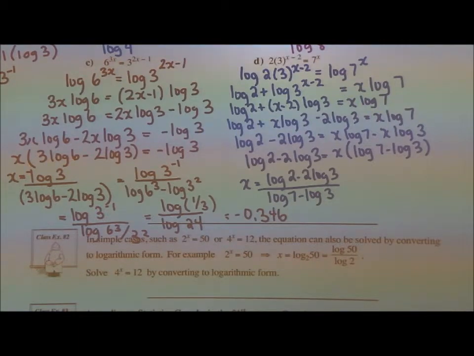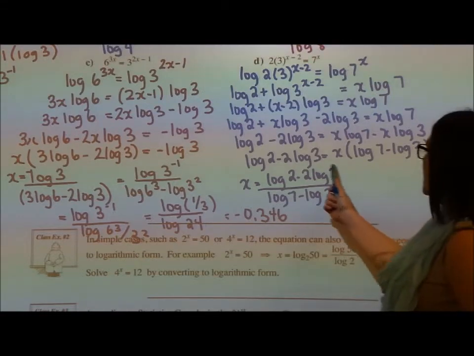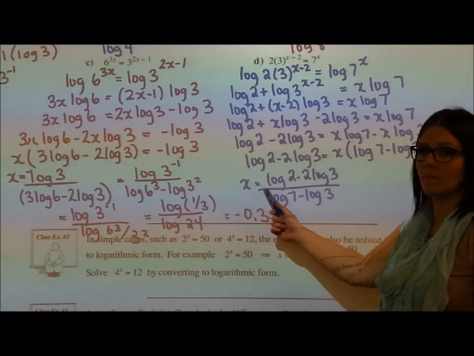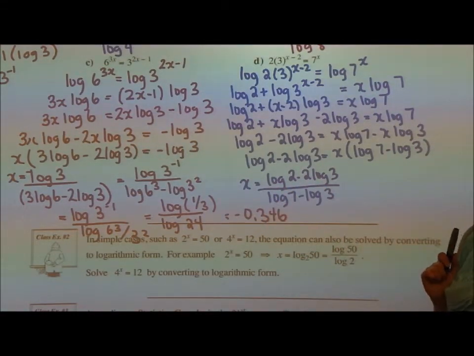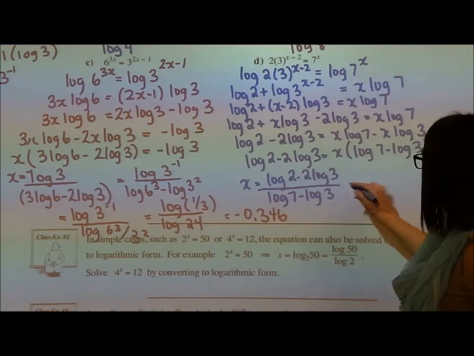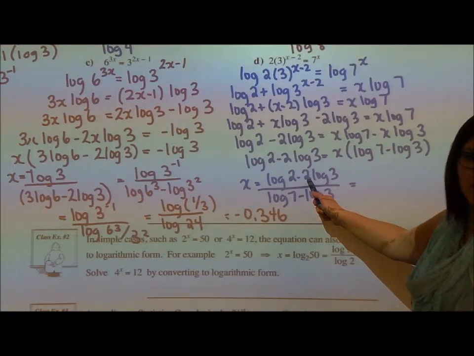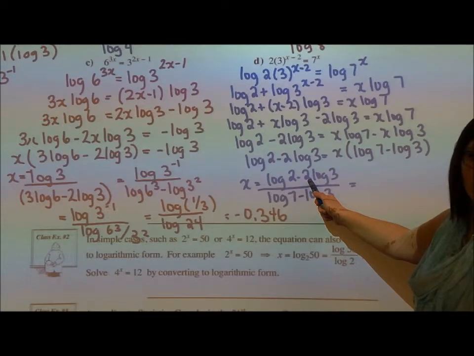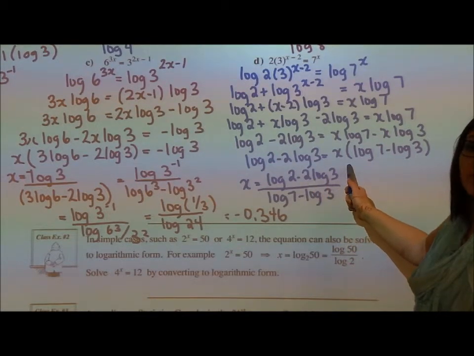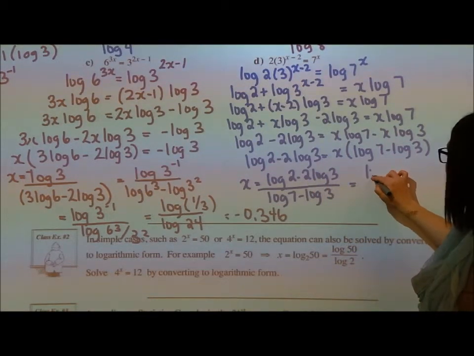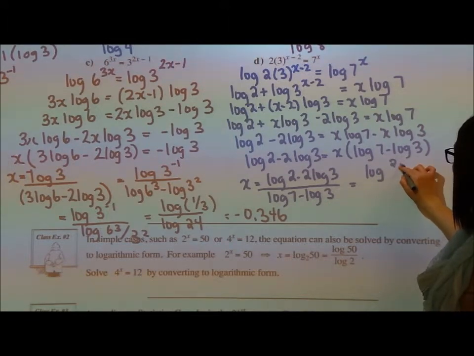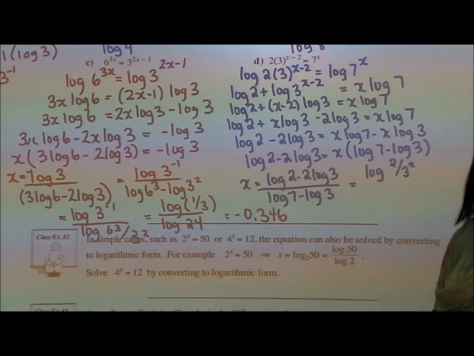No, because it wants it as a single log over a single log. So how do I make this part in here a single log? Use the quotient law. And what about this 2 that's out in front? Where is it going to go? Oh, it goes to the power of 3, back to the exponent, okay? So I'm going to get log 2 divided by 3 squared.